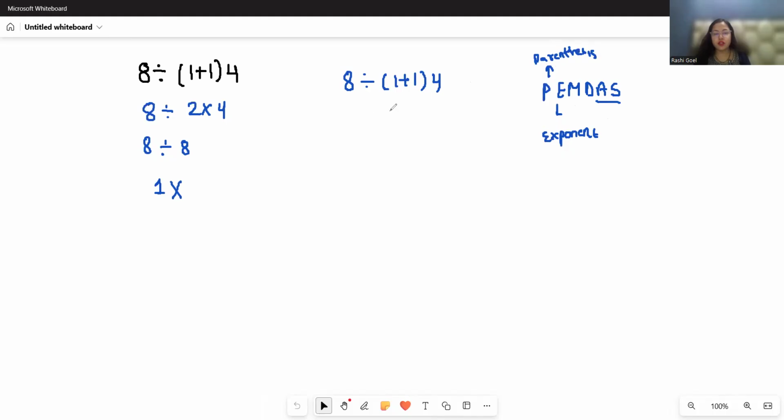So let's solve this. First solve the parenthesis, that is 1 plus 1, 2, and write the left terms. So 8 divided by 2, and there is no symbol between the bracket and the number 4, so you have to write multiplication. Now we discussed that division and multiplication have the same priority, so you have to solve it from left to right. So we can write 8 divided by 2 times 4, which is 4 times 4, 16. So what is the correct answer? 16, not 1.